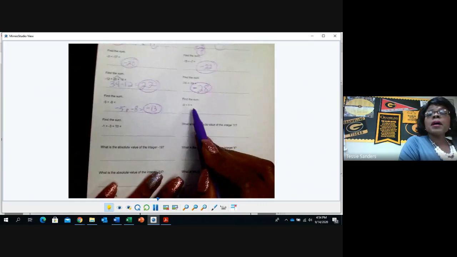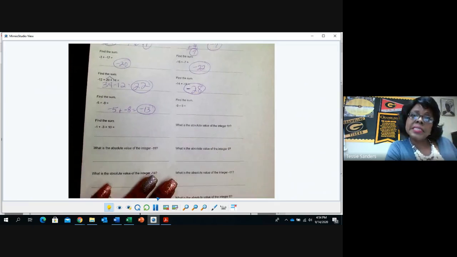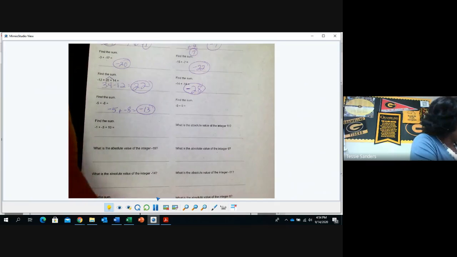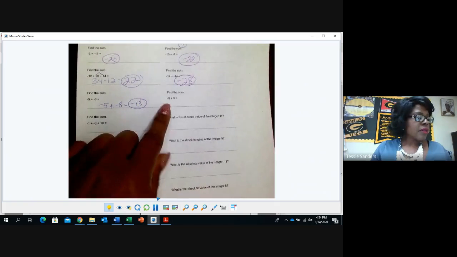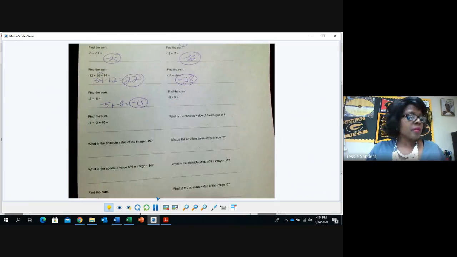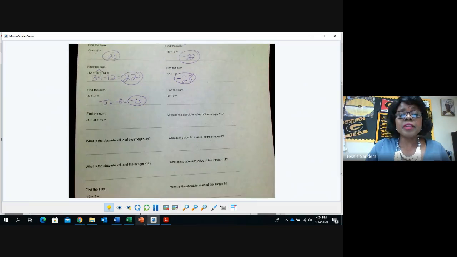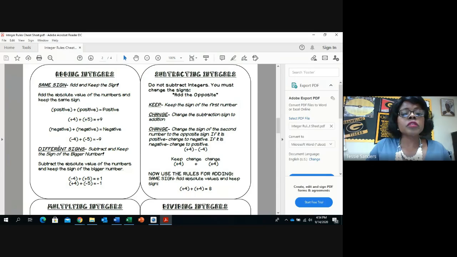Find the sum of negative 9 plus 9. Negative 9 plus positive 9. What are we going to do here? Look at the rule. Different signs. We have a negative and a positive number. It's a doubles. Yes, it is. But look at what we're going to do when it's different signs. Subtract and keep the sign of the bigger number. Oh, but they're both 9. Okay, let's take a look.